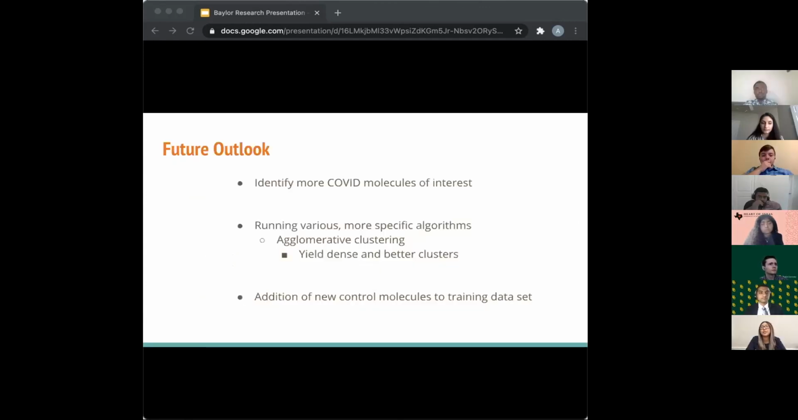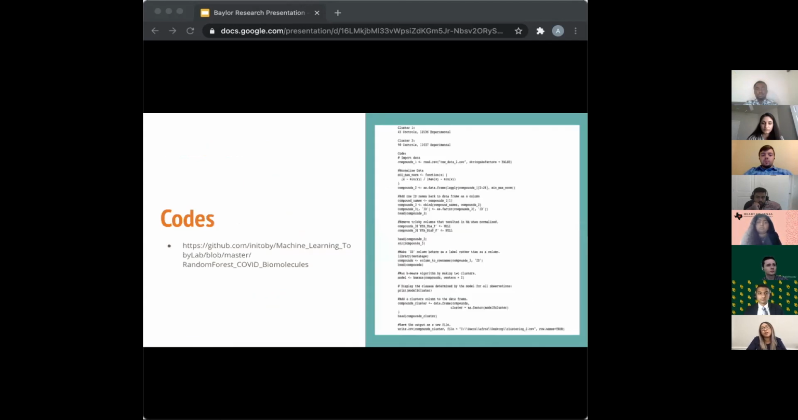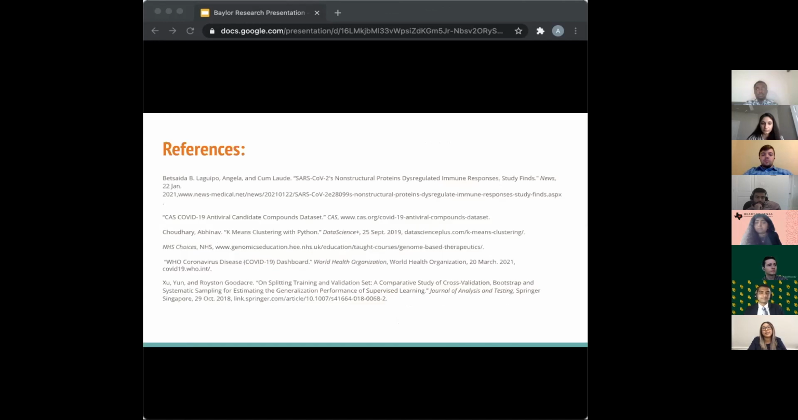To further our research, we would like to search for more potential molecules of interest as well as new control molecules, in addition to conducting more specified clustering methods, such as agglomerative clustering, which would potentially draw circles and loops in between data, making clusters as dense as possible. All codes utilized for the assessments can be found and accessed through our GitHub as a reference or used for further experimentation. This concludes my presentation. Thank you all for listening, and I'll be happy to answer any questions.